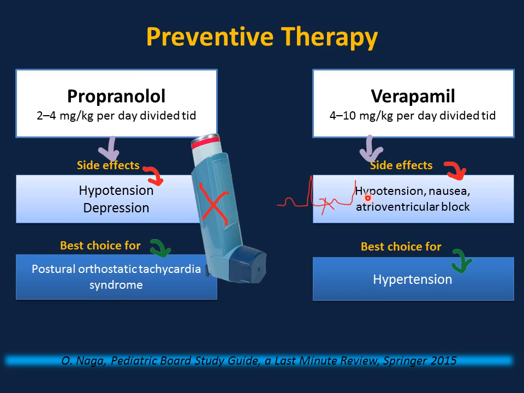Side effects of this medicine: hypotension, nausea, atrioventricular block. It is not a good option to use for a child who is having a heart problem. This is the best choice if the child is having migraine and the blood pressure is on the higher side or is having hypertension as well.